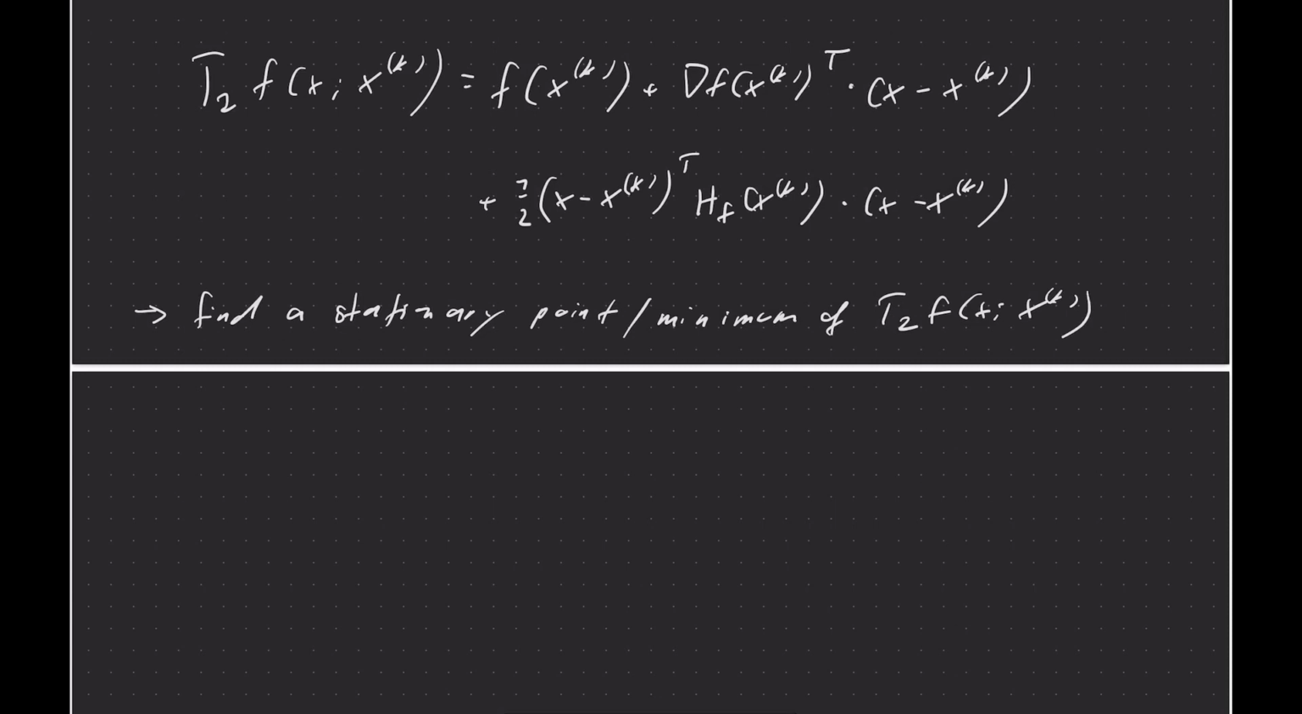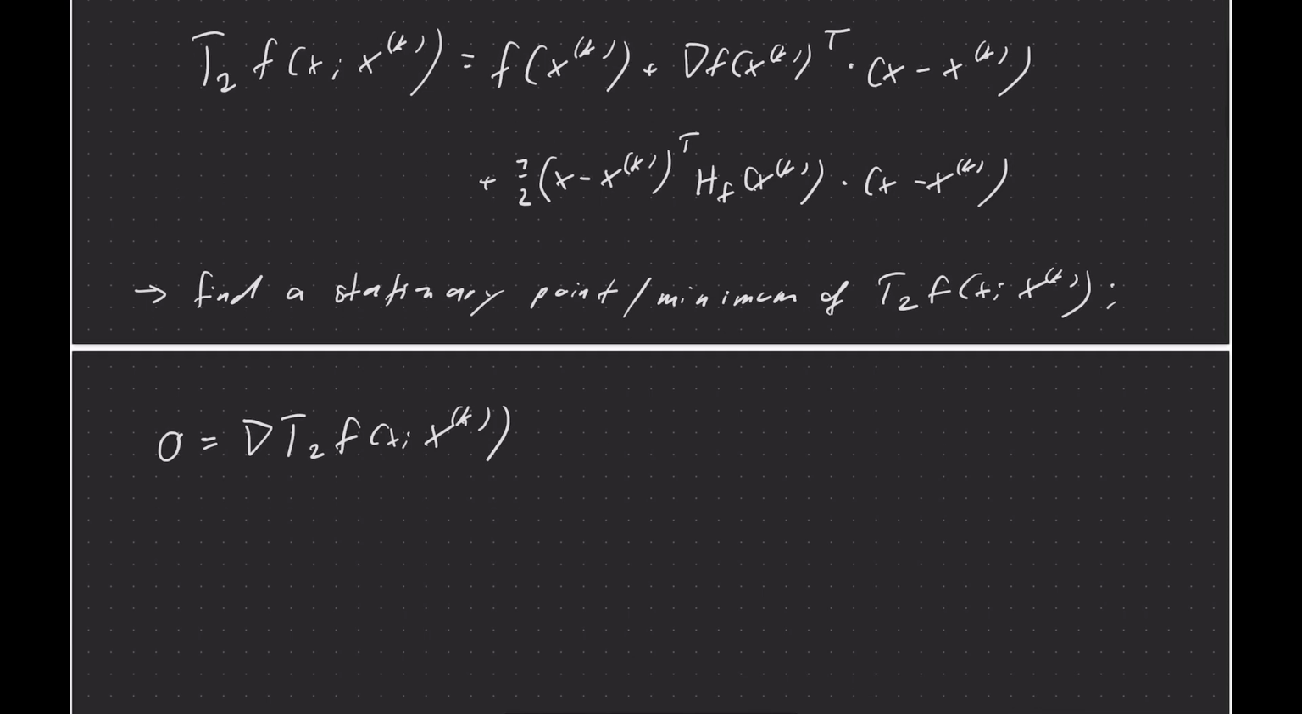So for a stationary point, what do we have to do? We just have to set the gradient of that function to 0. So we want the gradient of T2 f of x and xk to be 0. If we look at this function T2 here, it looks like this. So we need the gradient of that function, and that's easily computed.